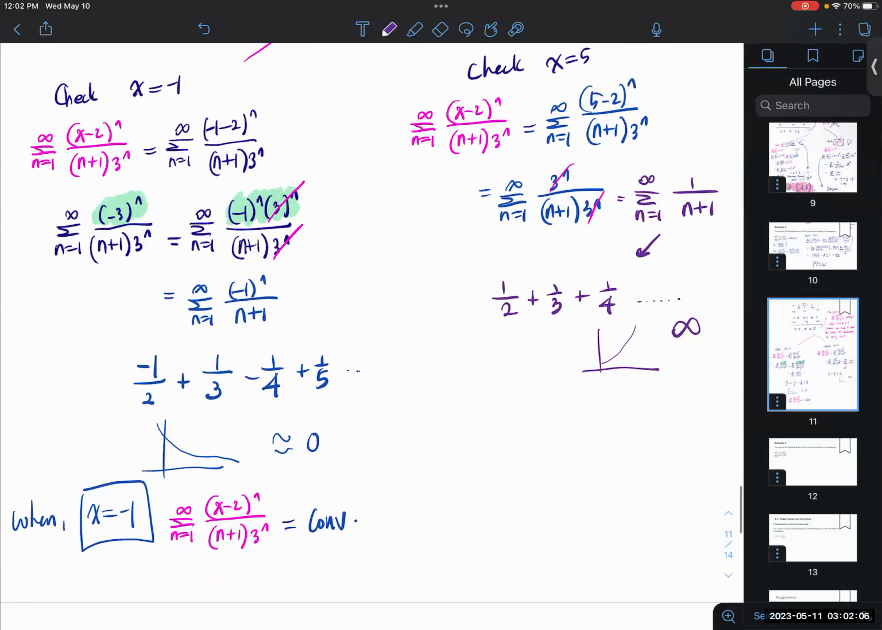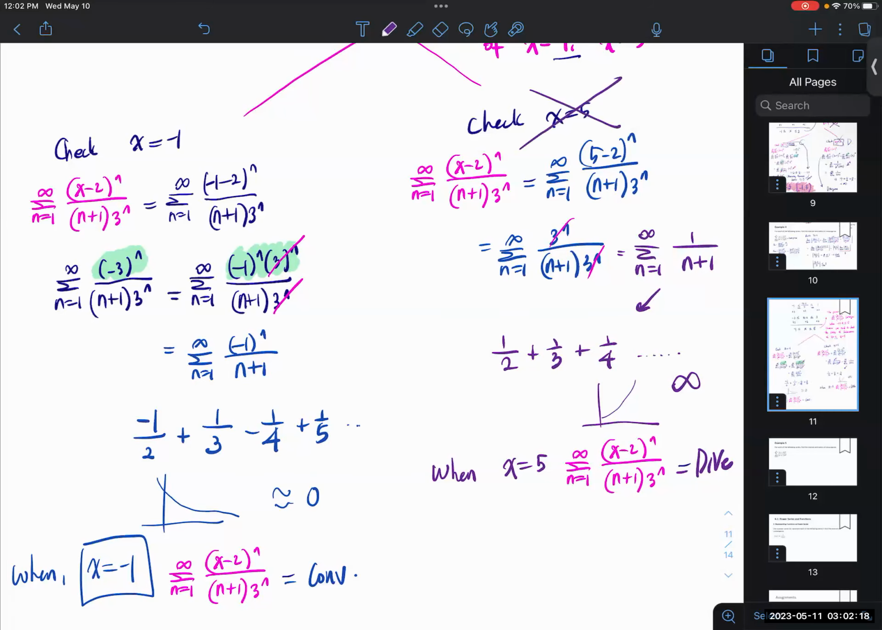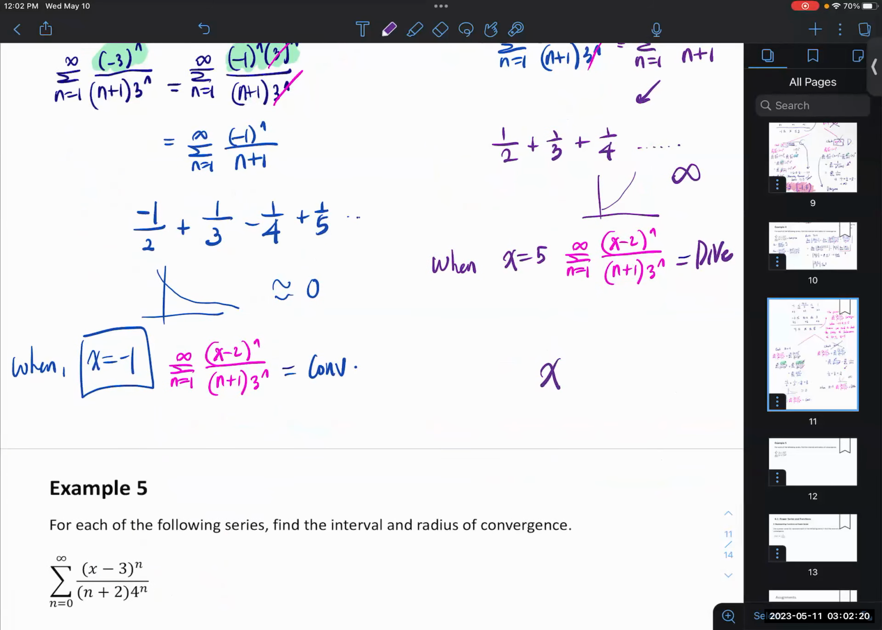So what does it mean? When x equals 5, this power series is always divergent. So therefore, we do not include this. So your answer will be -1 included, do not include 5. So -1, 5, open parenthesis. That's your answer.